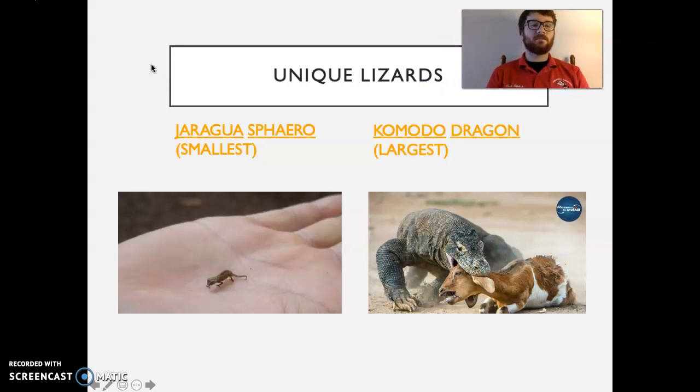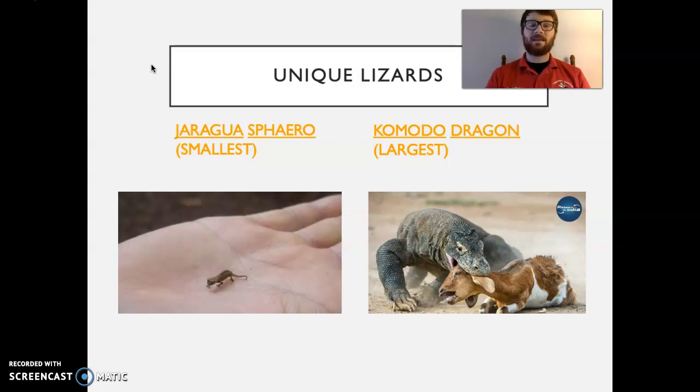The Haragra saphiro. Now, I'm not pronouncing that as uniquely South American as some may, because it is a South American lizard. It is the smallest. You can see that it's quite tiny. Now, it's of course a baby lizard, but it does have a Spanish accent to it.